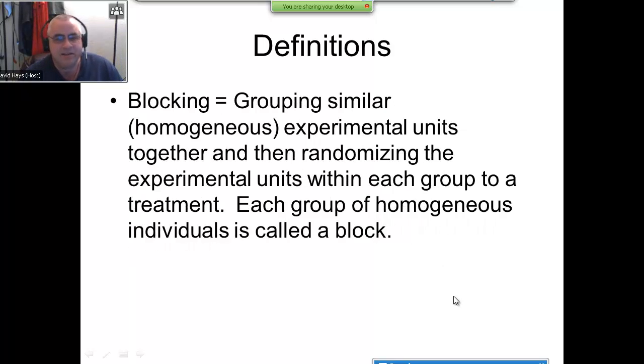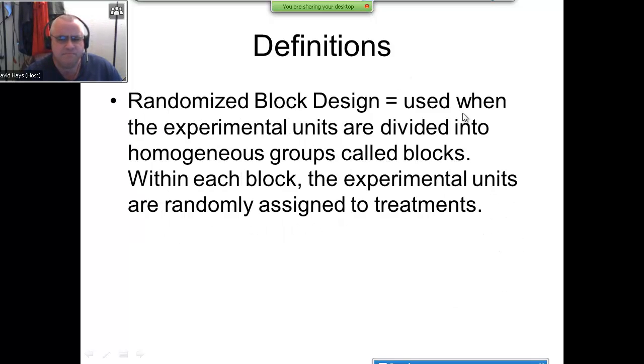Now, blocking. This is grouping similar homogeneous experimental units together and then randomizing the experimental units within each group to a treatment. Each group of homogeneous individuals is called a block. Randomized block design, used when experimental units are divided into homogeneous groups called blocks. Within each block, the experimental units are randomly assigned to treatments.